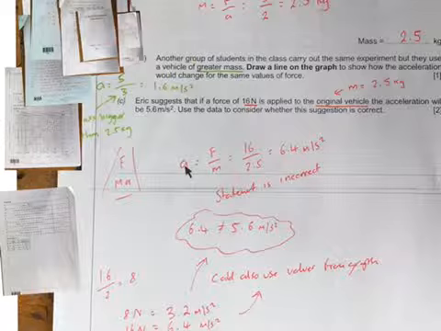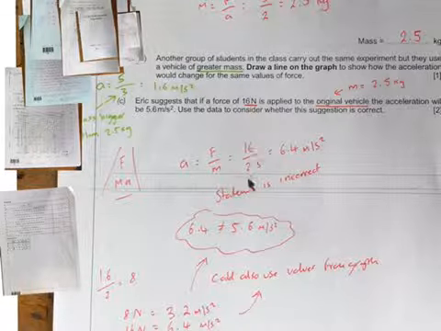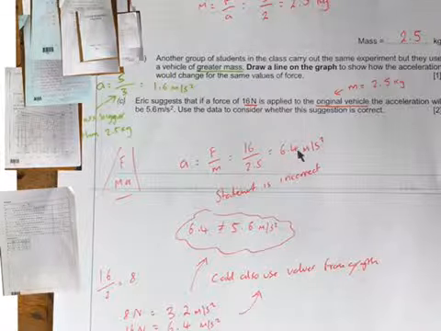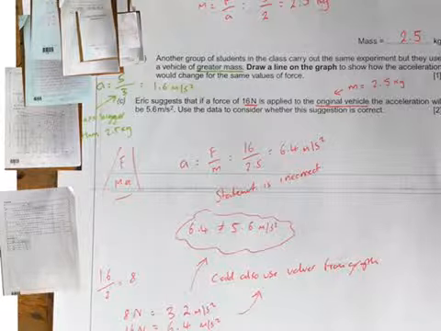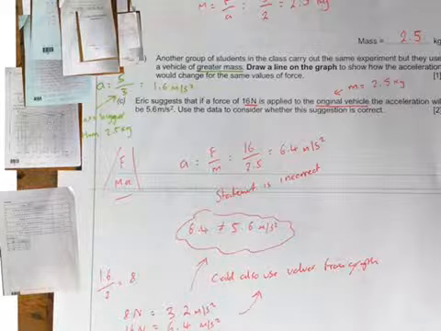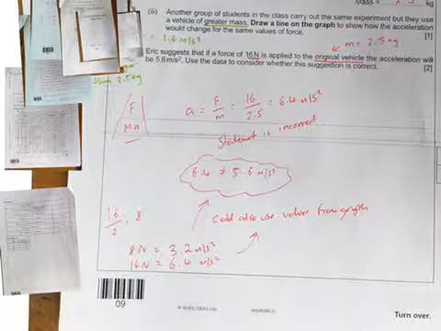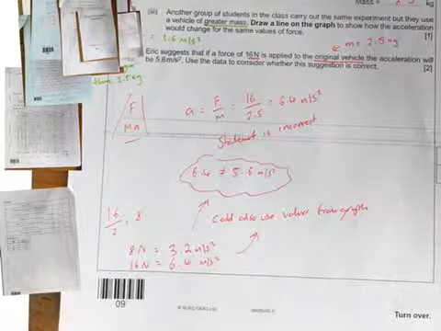Well, let's have a look what the acceleration will be. So I've got 16 over 2.5, which is my mass. It's going to be 6.4 meters per second squared, which is not 5.6. So it's not equal to 5.6. You could have also got that from the graph as well, but this statement is incorrect. And that's that paper. Lovely.